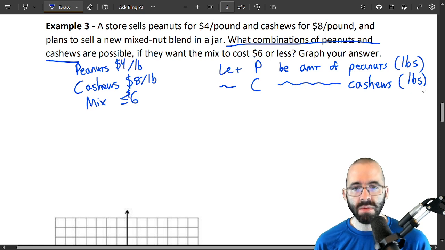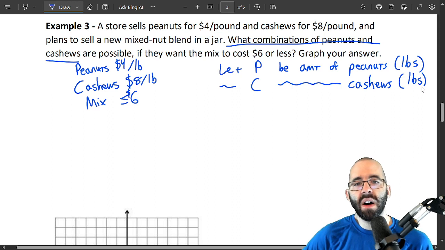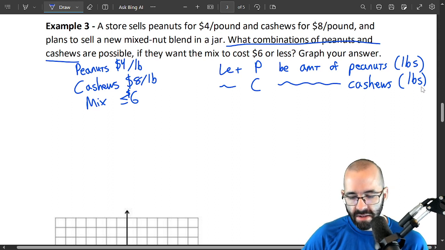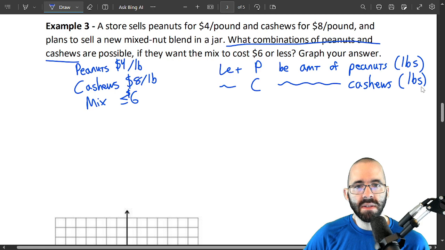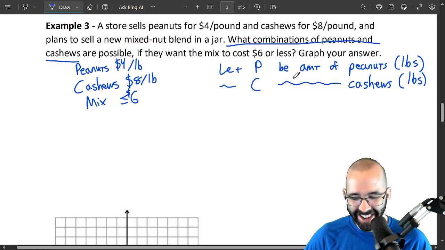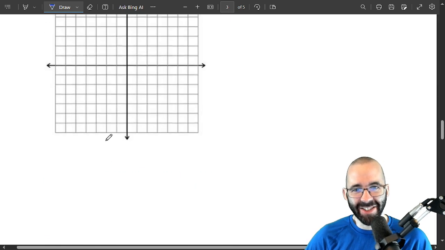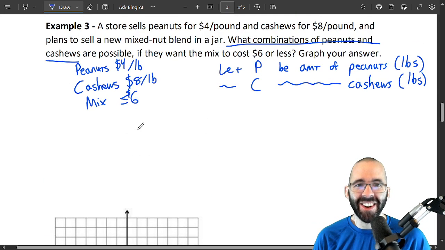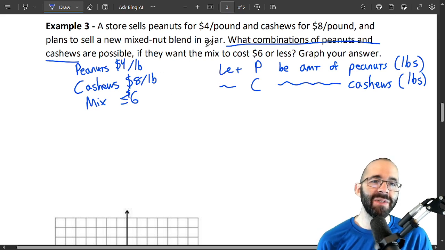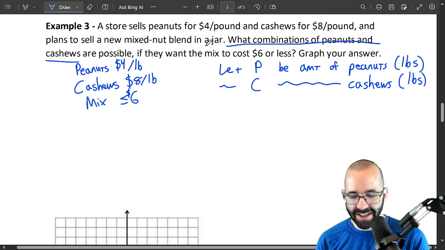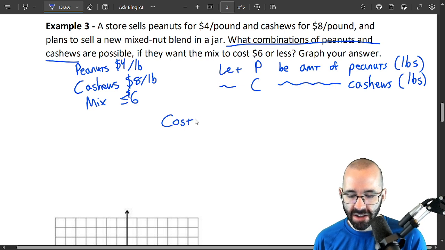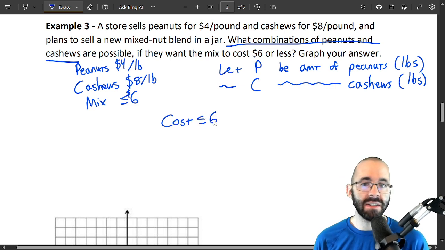Well, then what are our requirements? Well, we want the mix to cost $6 or less. So one of our requirements, wait, I think we only have one requirement here. I'm getting ahead of myself. We're going to get into systems after this, and then we'll have 2 equations or 2 inequalities. We just want the mix to cost $6 or less. We want the cost to be less than or equal to $6.